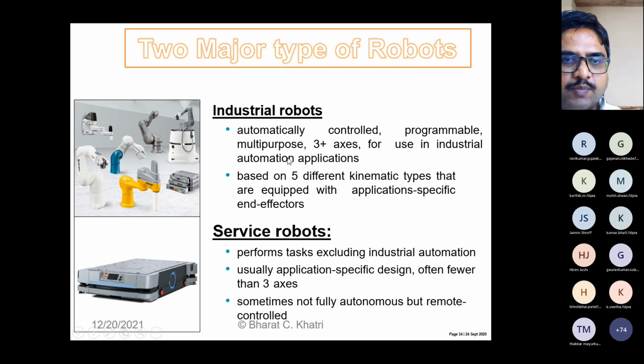Automatically controlled, programmable, multi-purpose robots with three or more axes are used in industrial automation applications. Mostly we use three or more axes for industrial automation. Based on five different kinematic types, equipped with an application-specific end effector, these are mostly used in industrial automation.